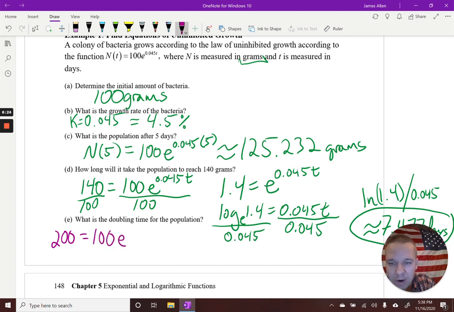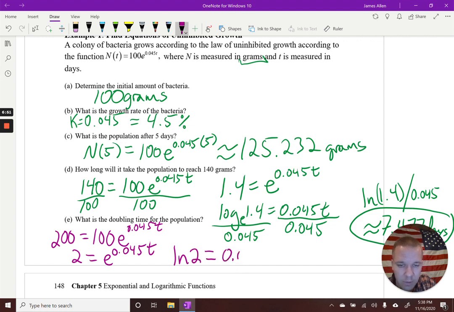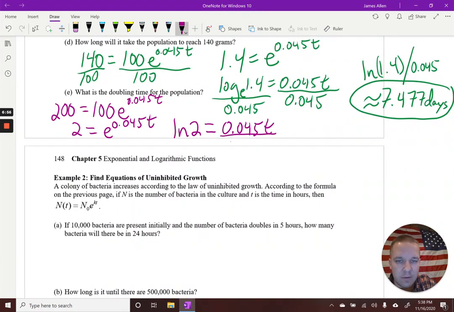So it's going to be the same exact process as before, just some different numbers from the previous part. I was trying to get that 5 to look a little nicer. There we go. It's a little better. A little squiggly, though. So divide by 100 to get 2 is equal to e to the 0.045 t. So I'd have log base e of 2, or just natural log of 2, is equal to 0.045 t. Divide by 0.045.